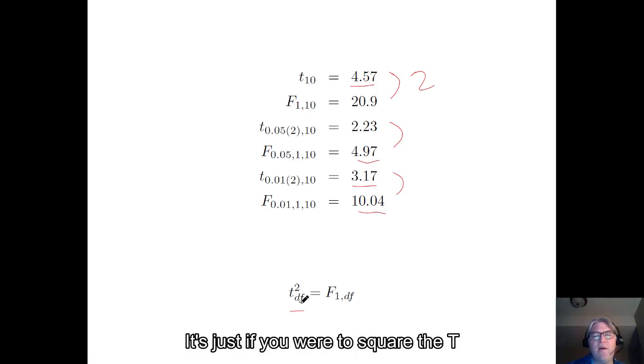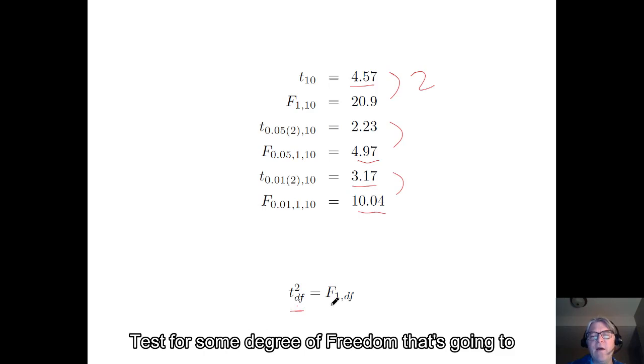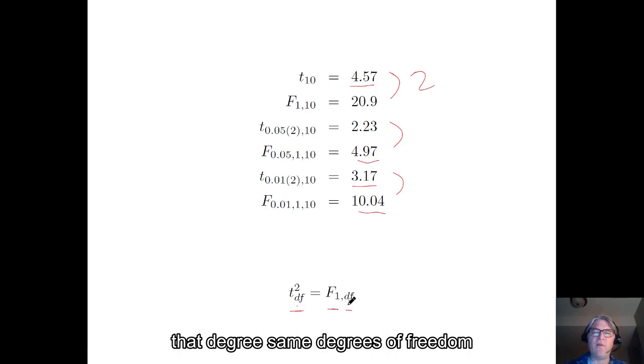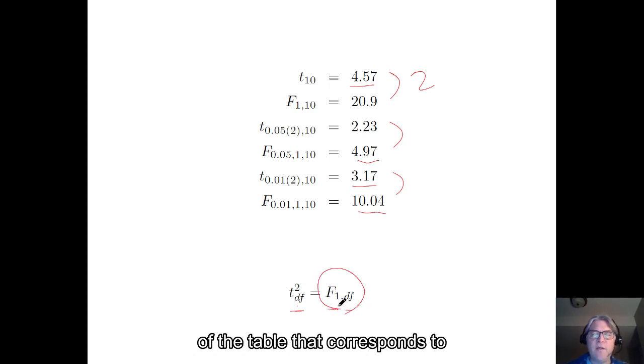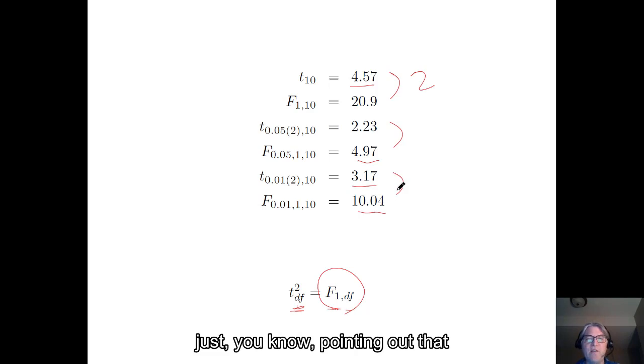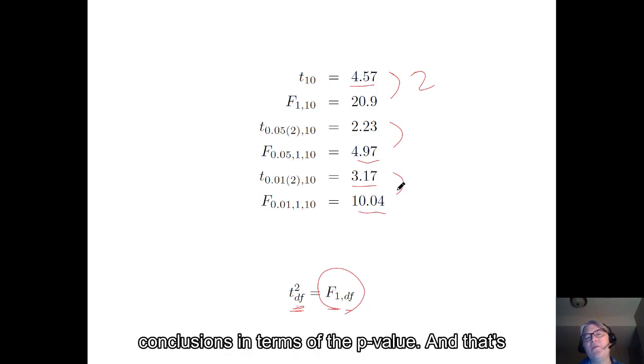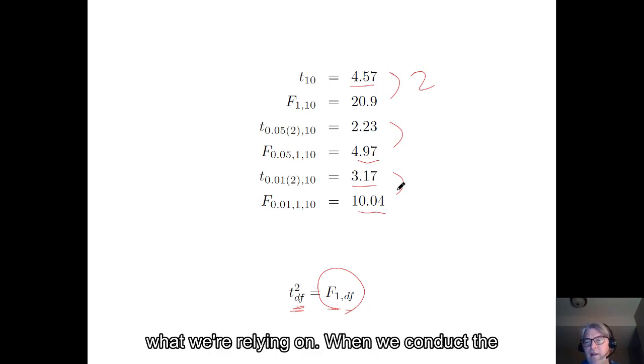It's just if you were to square the t statistic that you get from a two-sample t-test for some degrees of freedom, that's going to be equal to the F statistic for 1 degree in the numerator and that same degrees of freedom in the denominator. And you can go look at the tables and compare the column of the table that corresponds to 1 degree of freedom in the numerator, and you'll notice that all the critical values match up. If you square the T critical value, you'll get the F critical value. So this is just pointing out that there are multiple ways to generate a test statistic, but if you're capturing the signal in the data, you're going to get the exact same conclusions in terms of the p-value, and that's what we're relying on when we conduct the test.